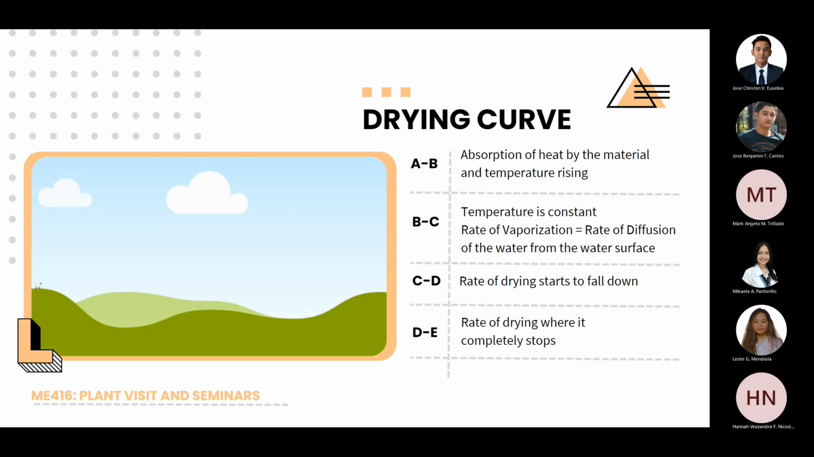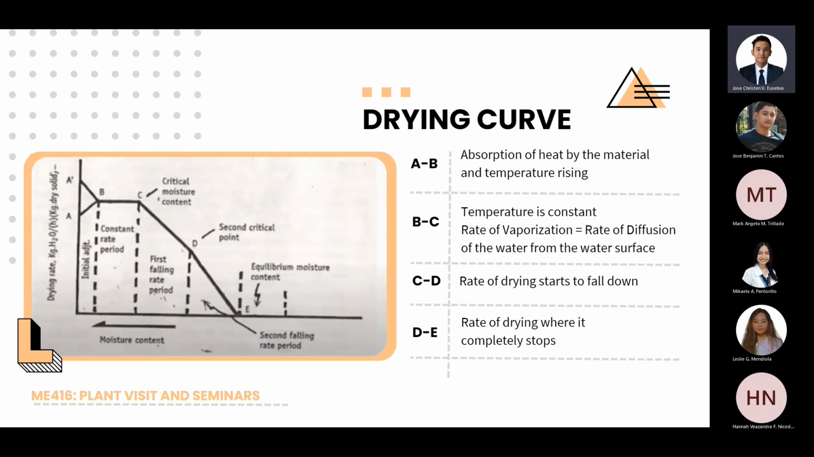So drying curve natin, basically yung A to B is absorption of heat by the material and temperature rising. B to C is the temperature is constant. Rate of vaporization is equal to rate of diffusion of the water from the water surface. C to D, rate of drying starts to fall down. And D to E, rate of drying where it completely stops.